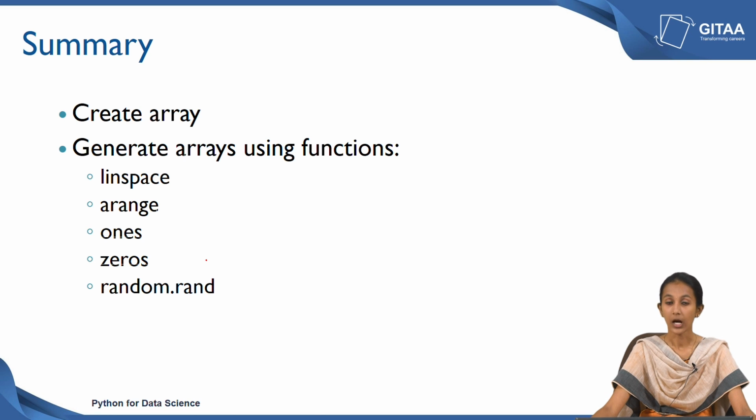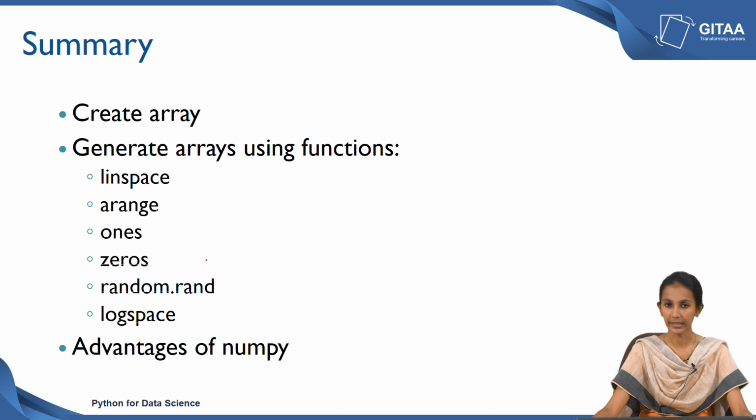We also saw how to generate random values. So, random.rand generates random values. Next we also saw logspace. You can specify the base value and generate arrays. We also saw some of the advantages of NumPy. The first one is speed. We created an array, we also created a list, we compared both, and we also saw the storage spaces. So, we saw how to calculate the speed and how to calculate the storage space. NumPy uses fewer bytes and also less time to run snippets of code. Thank you.